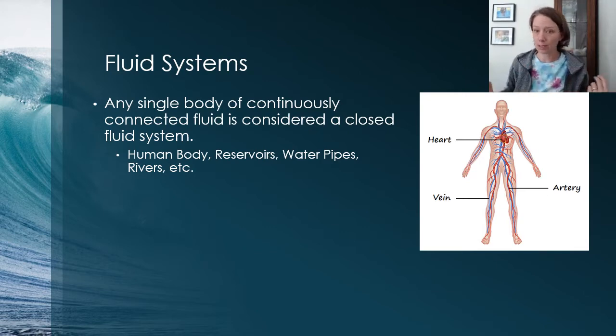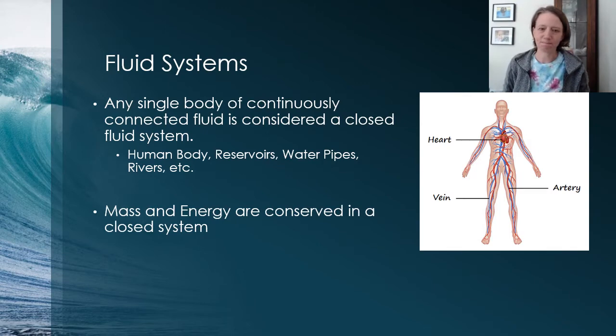Reservoirs, the water pipes in your house are an example of a complicated fluid system. Rivers and lakes could be examples, although if it went over a waterfall, it wouldn't be anymore, because anytime we can get air in between, then we've got separate fluid systems. So they have to be continuous and connected.